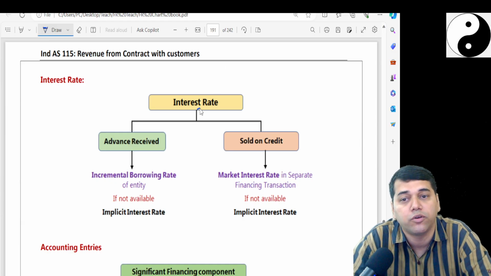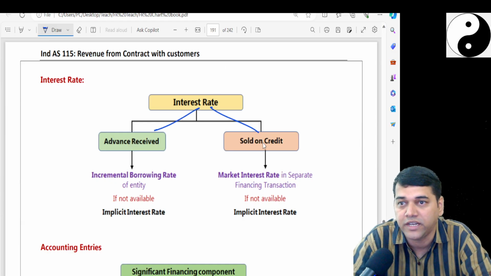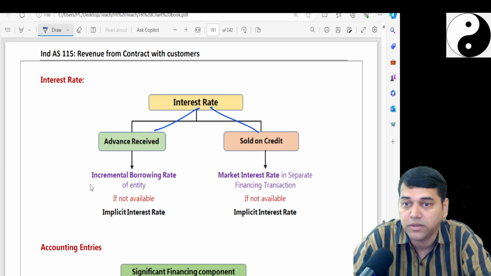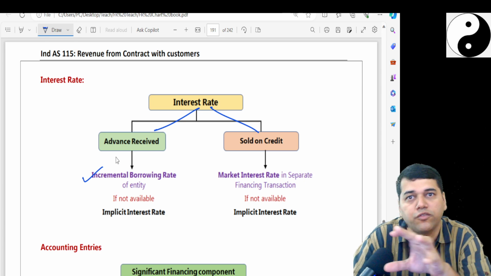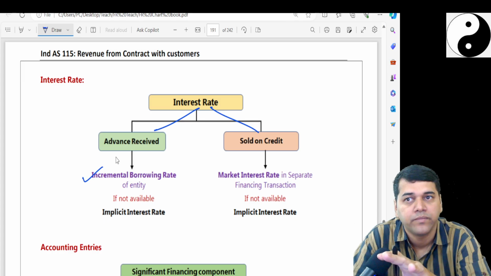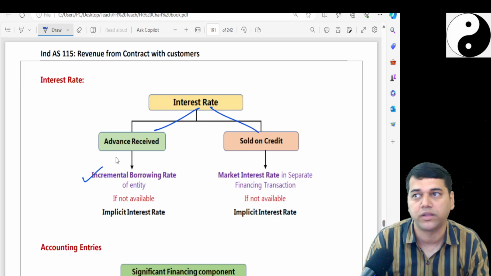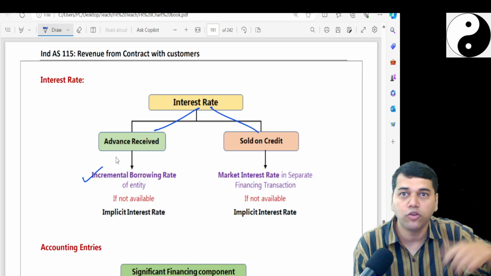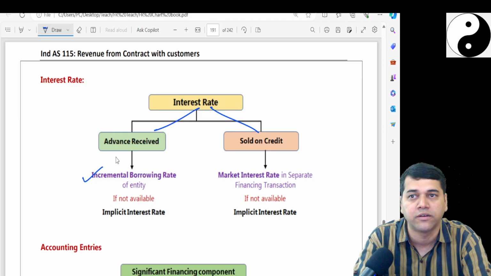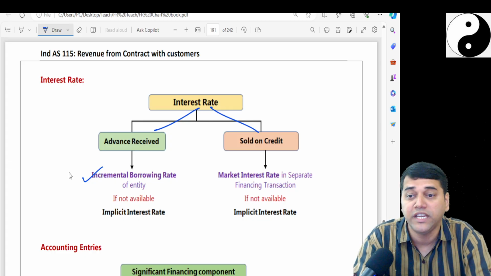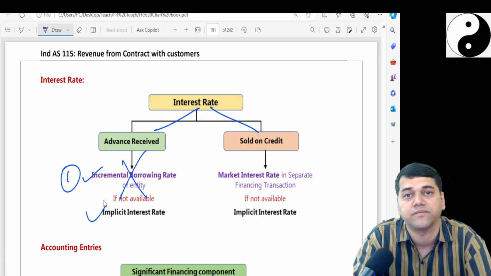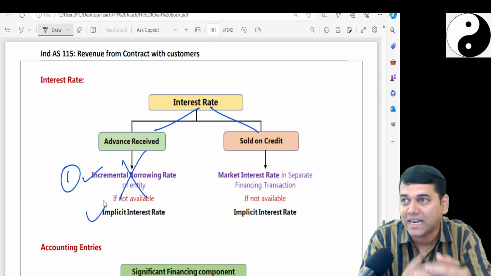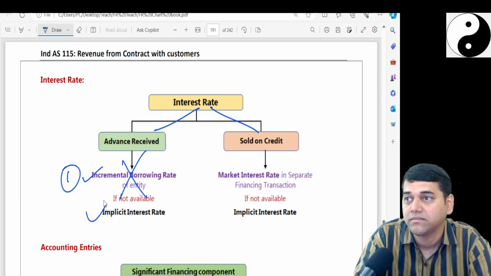I told you there can be only two scenarios, advance or sale on credit. If it is an advance from the customer, you have to check the incremental borrowing rate of the entity. Again, you need not have any headache, they will not fool you here, but understand the concept. Why? Because if you would not have got an advance, you would have taken a loan from the bank to manufacture the product so that you can deliver. That's why you always give priority to the incremental borrowing rate. If it is not there, go for the implicit interest rate, meaning in this contract of sale, how much IRR is there. That you need to take.